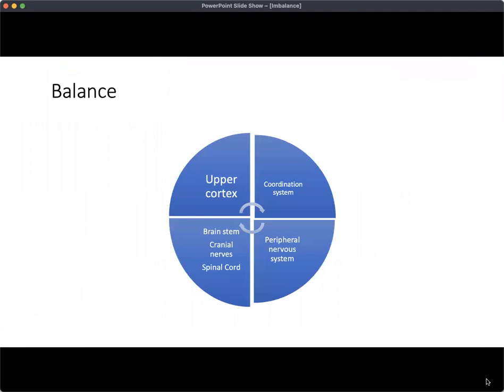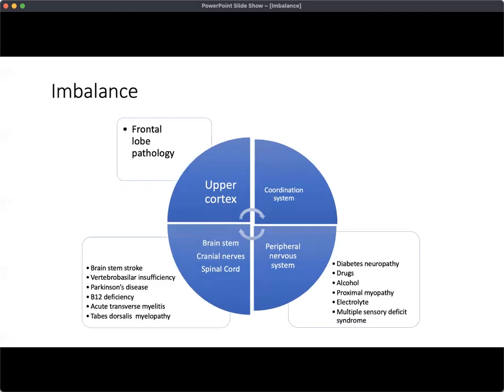To understand why the patient feels disequilibrium, it is necessary to review briefly how the body regulates balance. Balance is maintained by the upper cortex, brainstem, cranial nerves, spinal cord, peripheral nervous system, and its coordinating system. Loss of balance can arise from abnormality of any of them.